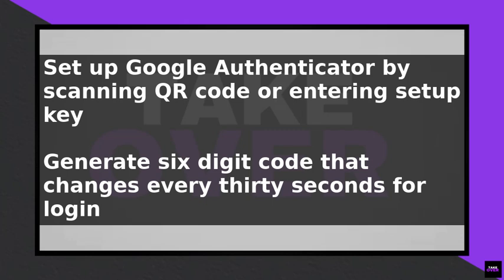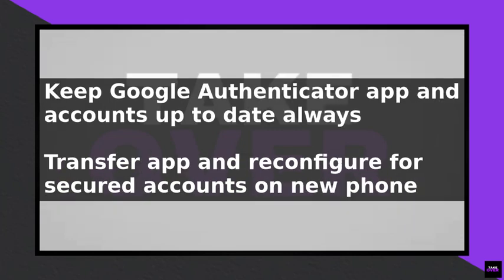Once you have scanned the QR code or entered the setup key, Google Authenticator will generate a 6-digit code that changes every 30 seconds. When you log in to the secured service, you will be asked to enter this code along with your username and password. It is essential to keep your Google Authenticator app and the accounts it secures up to date.